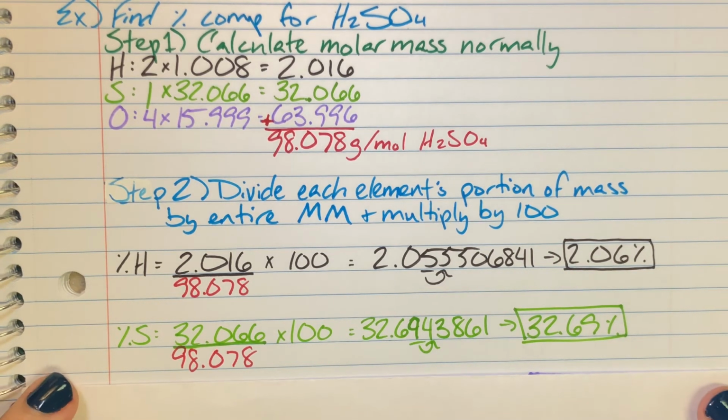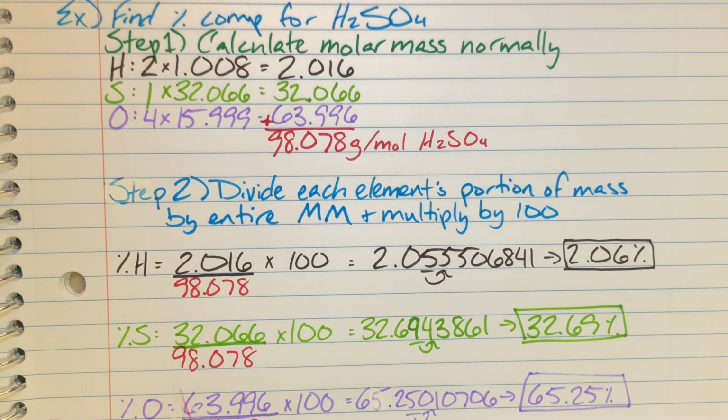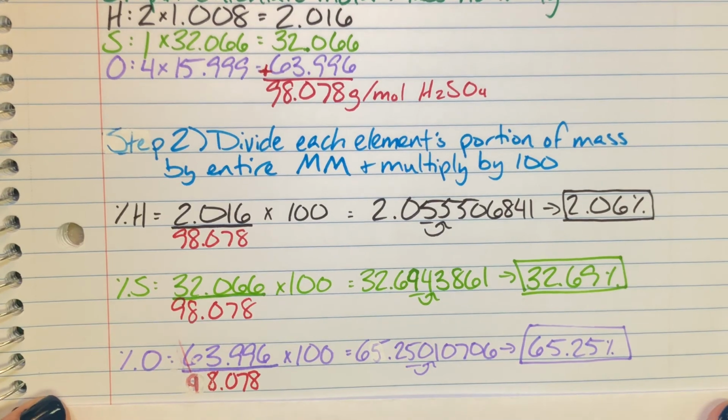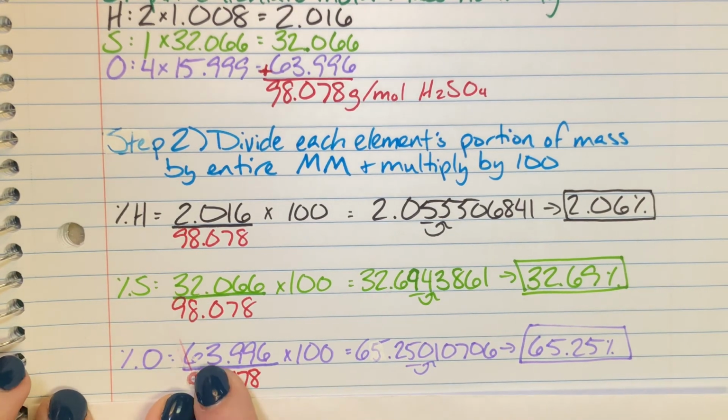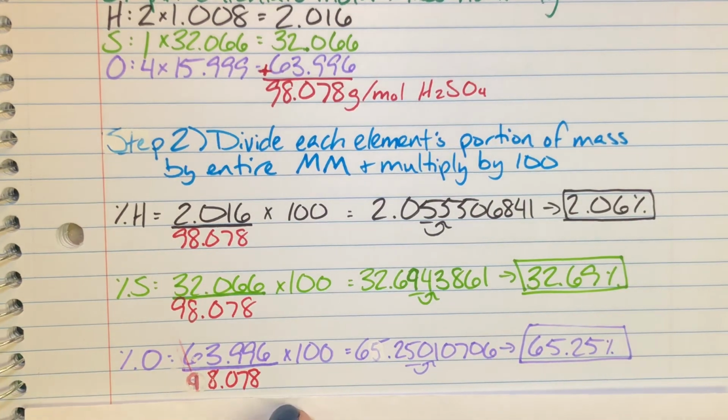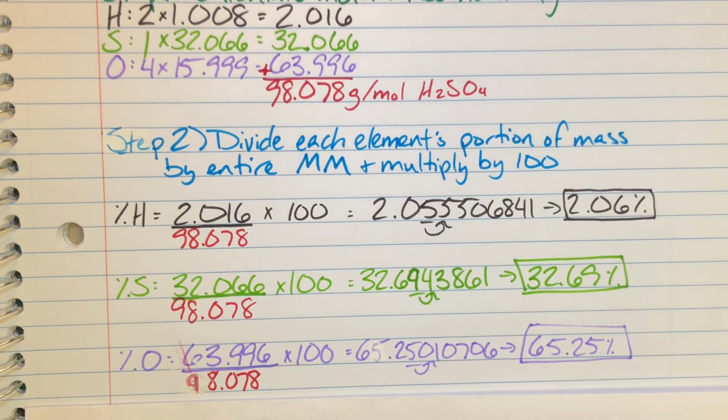And finally, I will end with oxygen's mass and proportion. So I will have oxygen's mass that we calculated here, the 63.996 divided by the total 98.078 times 100, and the number that I end up getting out is 65.25, and that is my percentage.